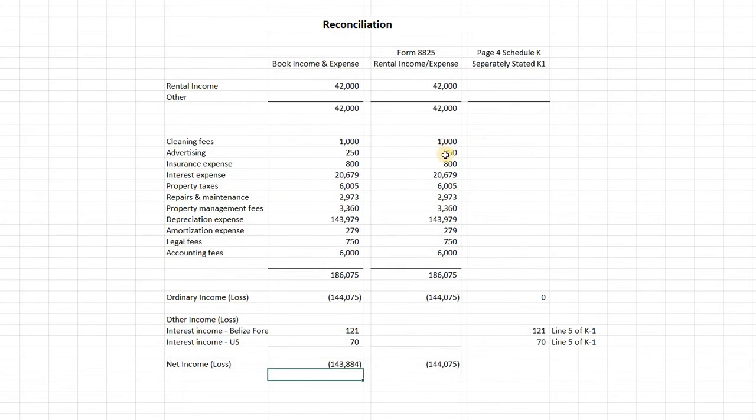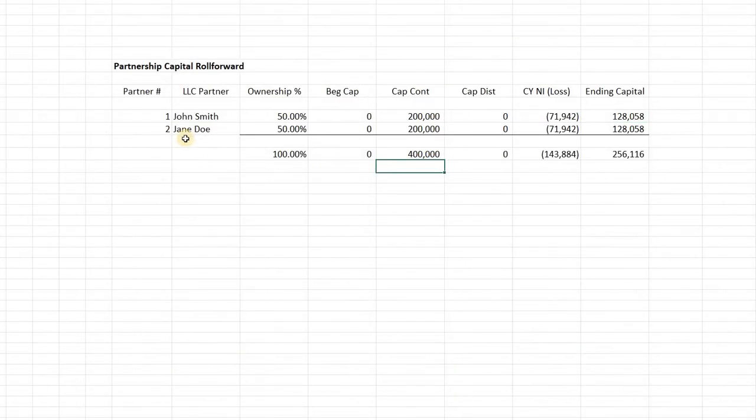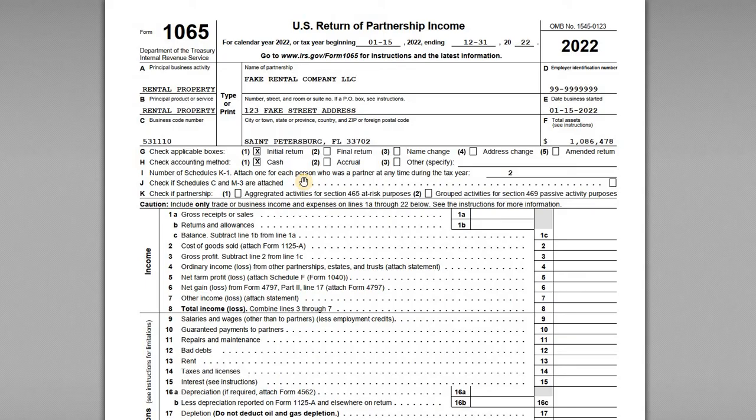I do have a simple kind of reconciliation here of what's being reported on the 8825 and then what are the separately stated items. And then a capital roll forward. So this just shows the partners, their ownership percentage, the amount of capital they put in, and then their allocation of the income or loss for the year. And then lastly, we have the tax return itself, right? So a 1065 for 2022. So we'll go through all the relevant pieces that you need to be mindful of, and hopefully it'll all come together at the end.